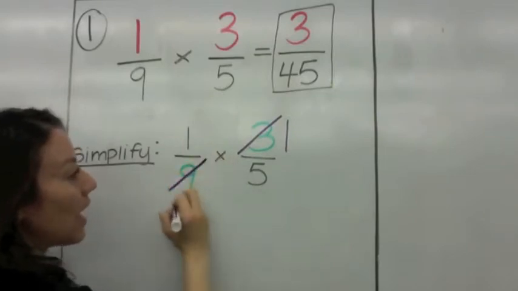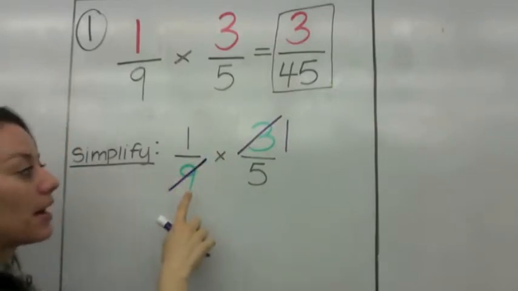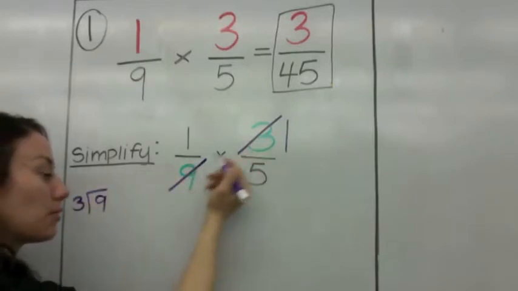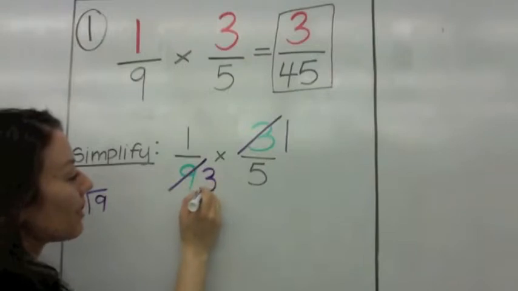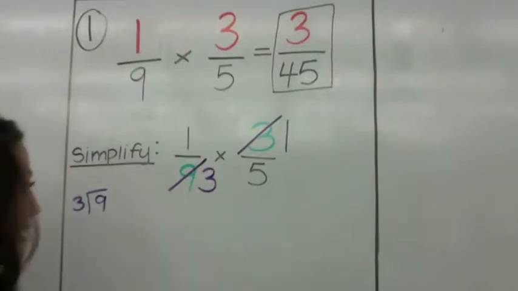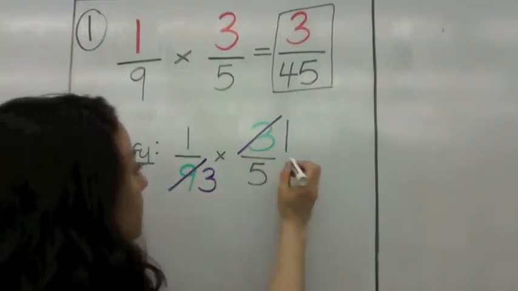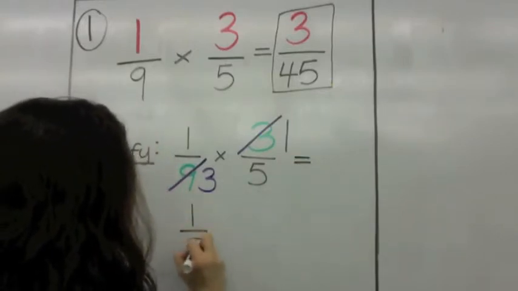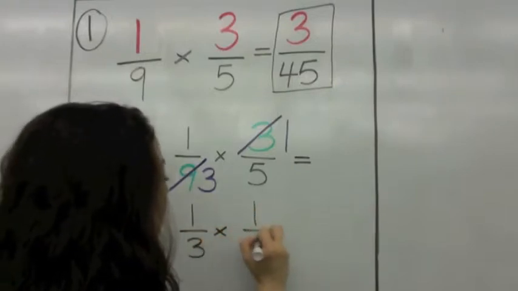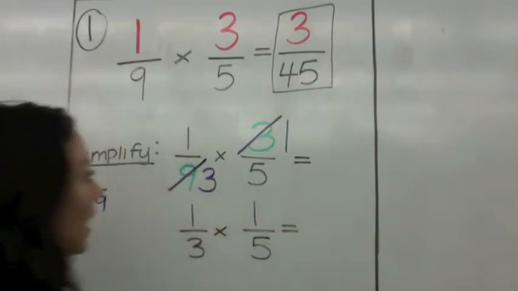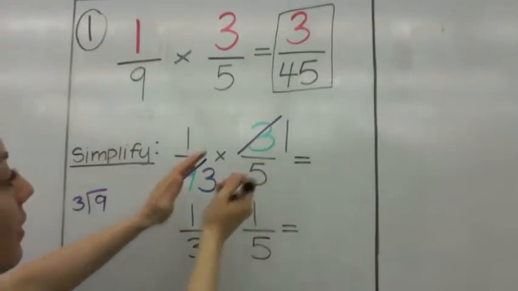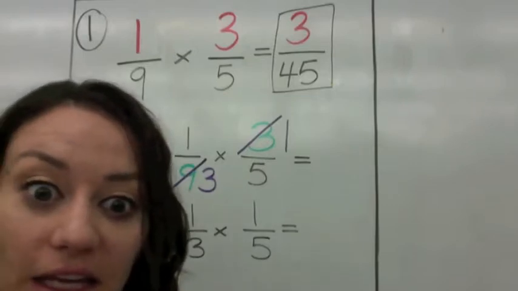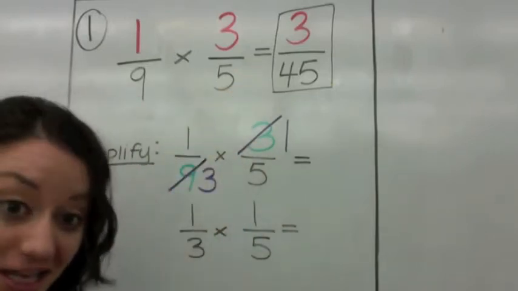And now I'm going to cross this out and I'm going to say 9 divided by 3. What is 9 divided by 3? Because I'm dividing both by 3. It is 3. See? So my new answer then, I can rewrite these fractions as 1/3 times 1/5. See? All I did was I divided. Instead of cross multiplying, you're actually cross dividing. See, you cross divide. Yeah?